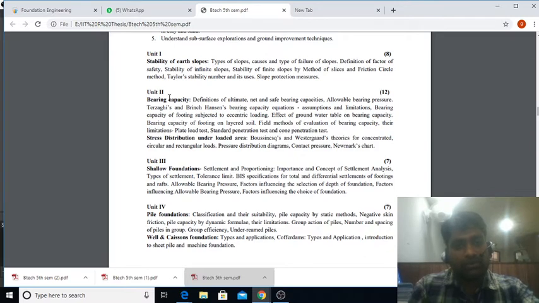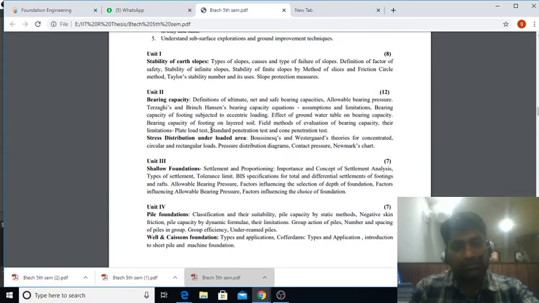Now I am talking about unit 2. What are the subtopics which we have to cover in unit 2 is definition of ultimate, net and safe bearing capacity, allowable bearing pressure, Terzaghi and Brinch Hansen's bearing capacity equation, their assumption and limitation, bearing capacity of the footing subjected to the eccentric loading, effect of the water table on bearing capacity of footing on the layered soil, and field methods for the evaluation of bearing capacity and their limitations.